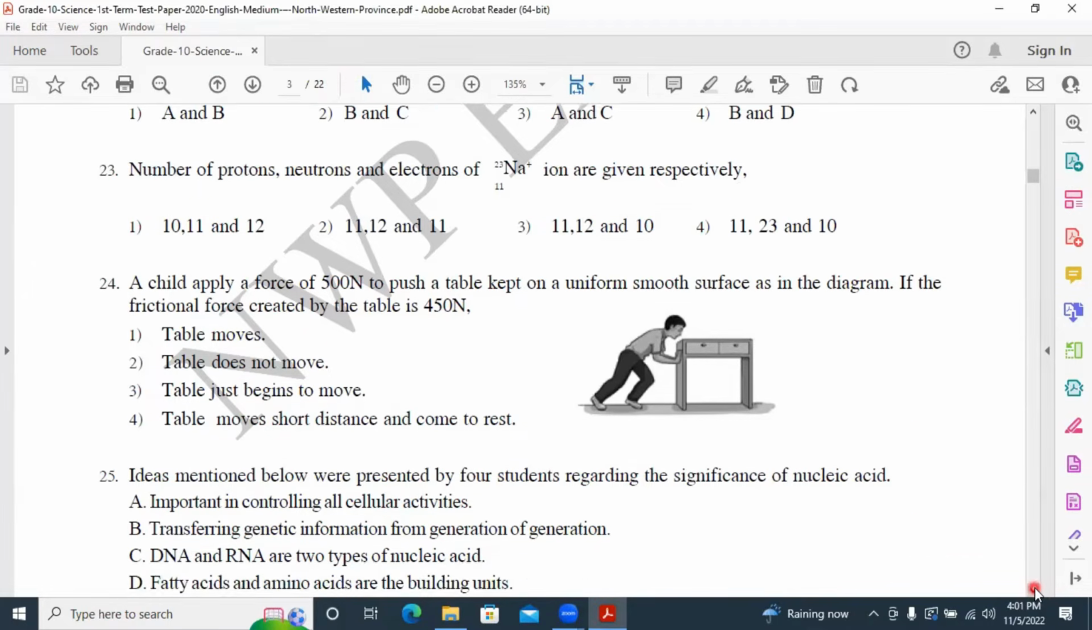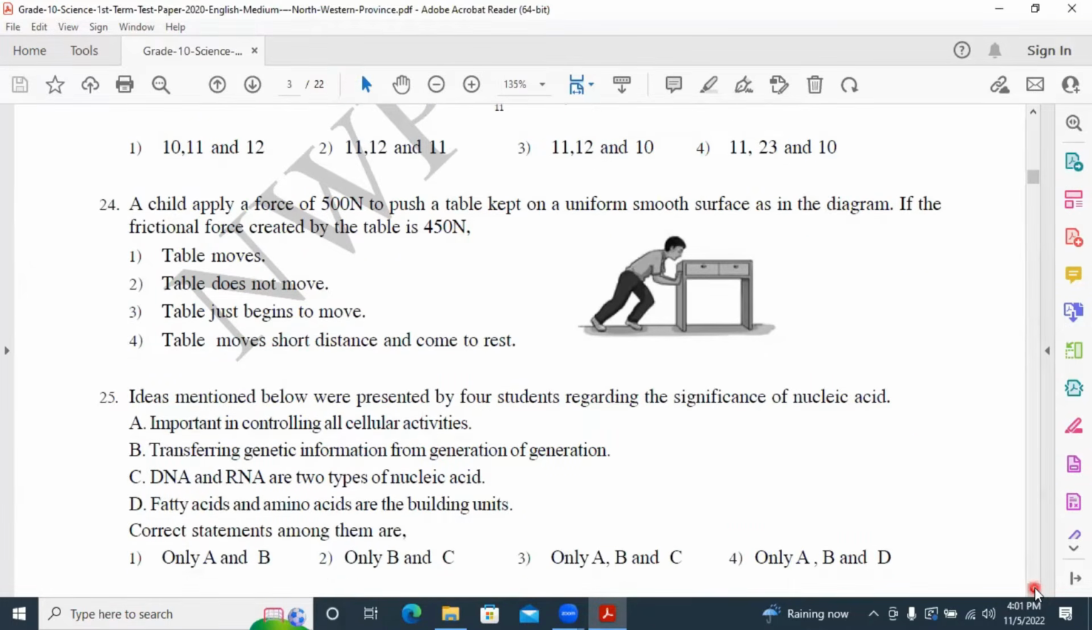24. A child applies a force of 500 Newton to push a table kept on a uniform smooth surface as in the diagram. If the frictional force acting on the table is 450, then answer number 1, the table moves, because the force we are giving is larger than the force acting from the surface.